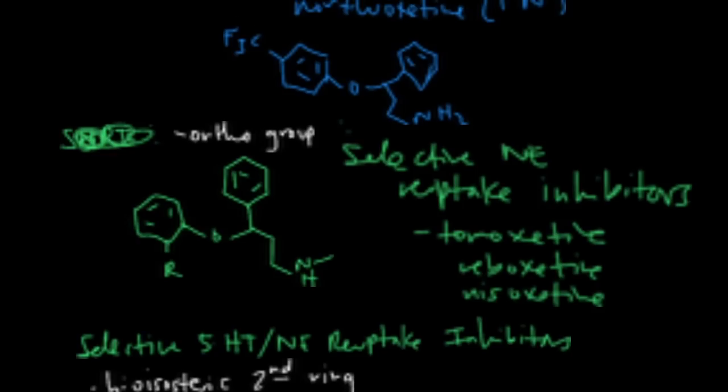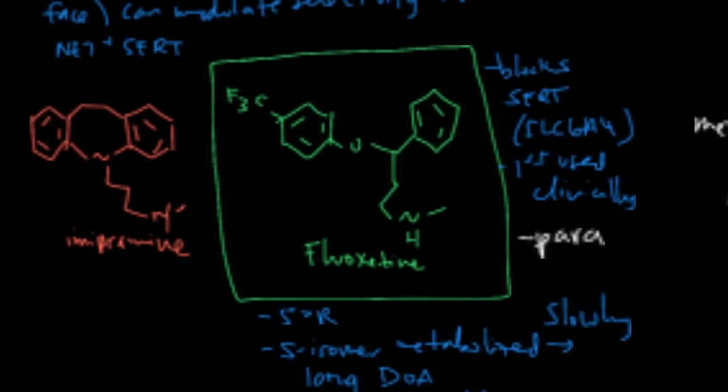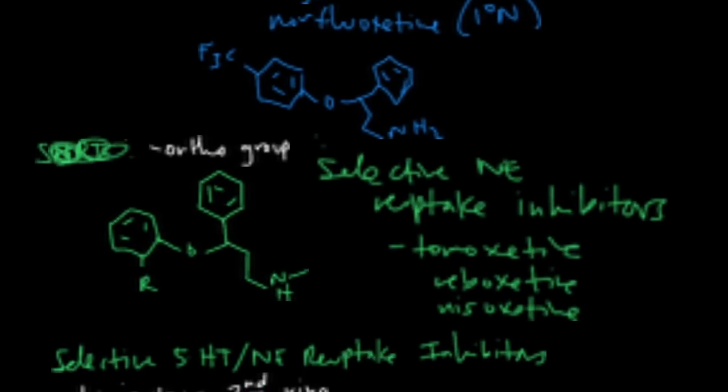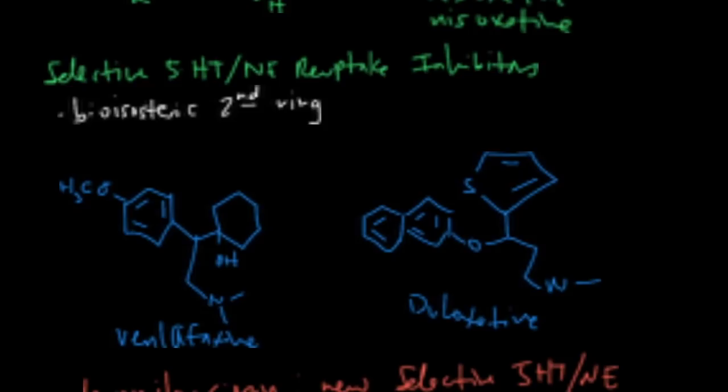So to review this part, your SSRIs have groups para to your oxygen. Your selective norepinephrine reuptake inhibitors, like atomoxetine, reboxetine, lisoxetine, have groups ortho to your oxygen. Your selective serotonin norepinephrine reuptake inhibitors, venlafaxine and duloxetine, have the second ring as bioisosteric. So these are not benzenes.